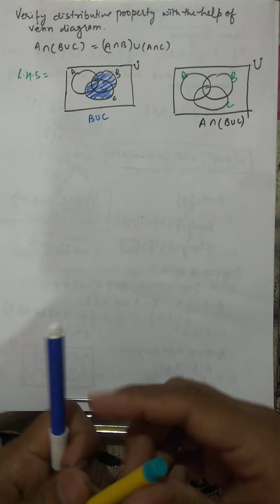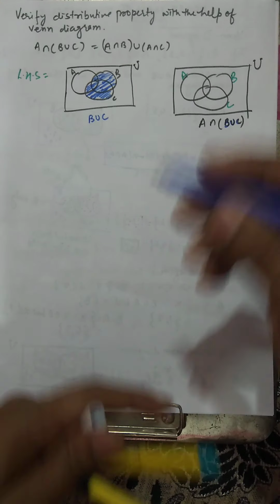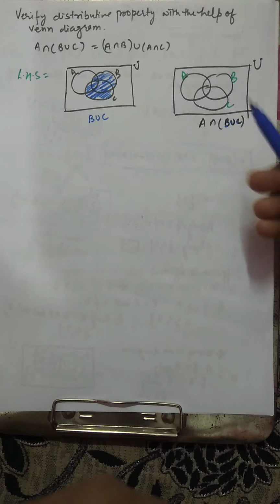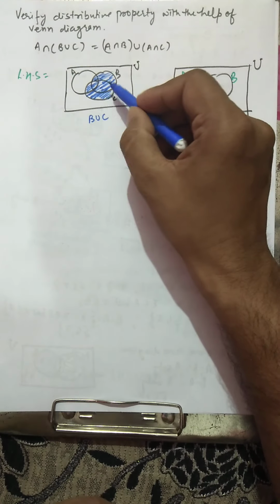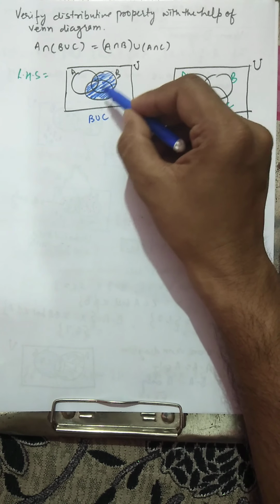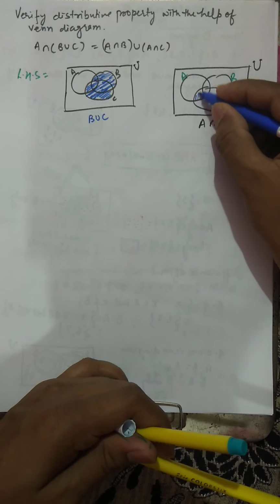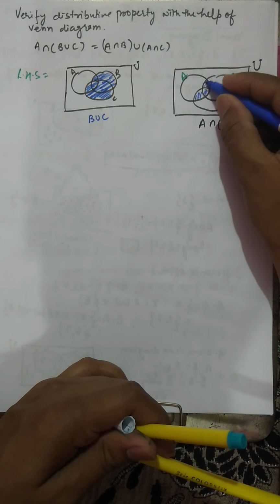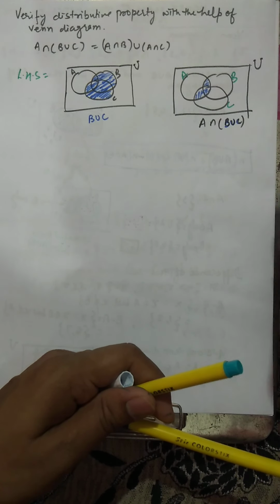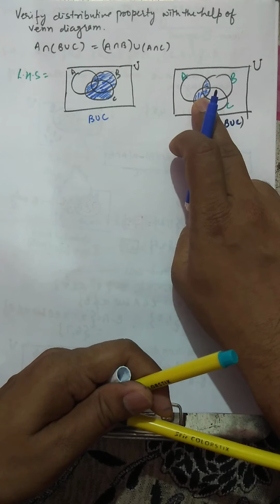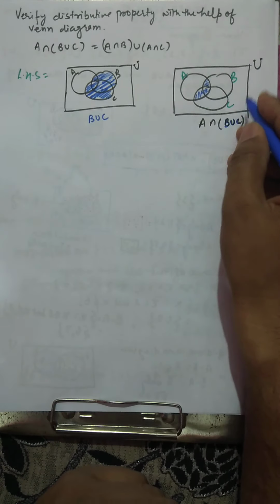See, so it means that B union C is defined, this is shaded by this color. Now A intersection B union C means this area, which is common to A. You can see this much area is common to A and this B union C. So this is the shaded part which is the answer of your left hand side. So the left hand side answer is this final.